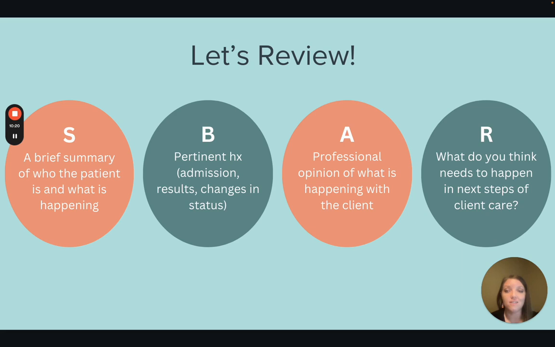And R, recommendations. Here is where you can share professional opinions and any thoughts about what you think would be appropriate next steps in the treatment of the client. The RN is an essential part of the healthcare team and the client advocate, so don't be afraid to speak up.